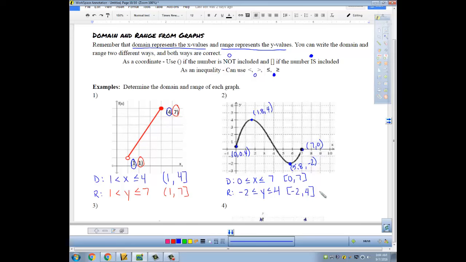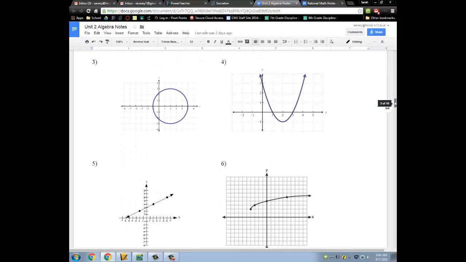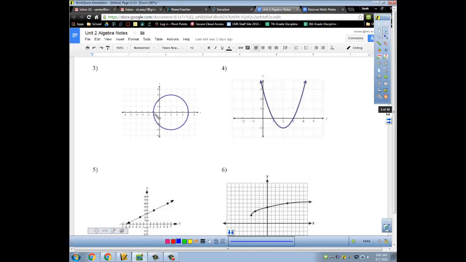Okay, moving on to number 3, which is just a giant circle. So start off with the domain. The furthest left point looks like it's at -1, 0, and my furthest right point looks like it's at 5, 0. So my domain is going to be -1, it's closed, so less than or equal to x, which is less than or equal to my furthest right point, 5. So again, that just tells me x can be anything between -1 and 5.